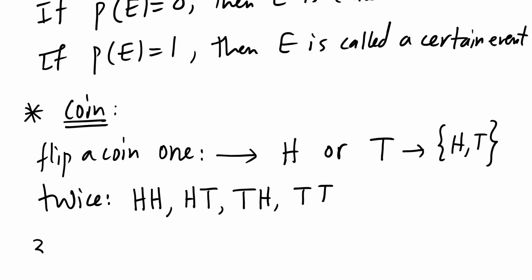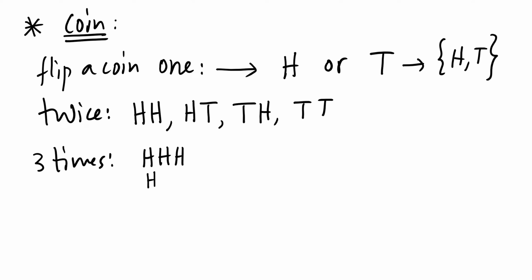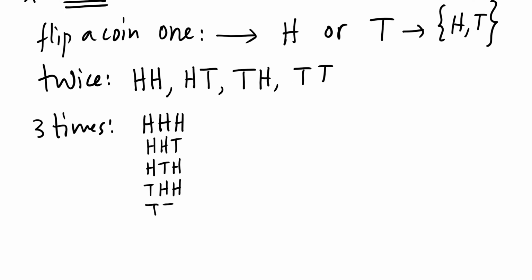What about 3 times? On the homework there's one that deals with 3 times. Head, head, head, and I'm gonna do it in a vertical way. Head, head, tail, head, tail, head, tail, head, head, and so on, down to tail, tail, tail. Do you see how I'm moving it around? Last one, we move the head to the left. If you count, there's 8 of them.